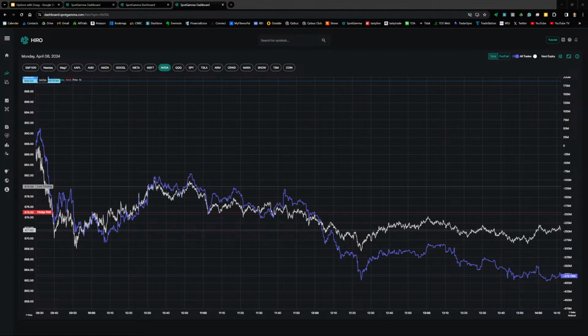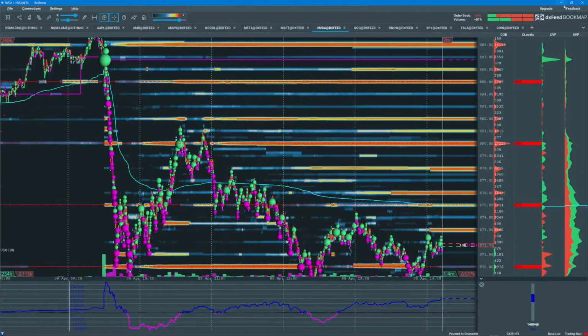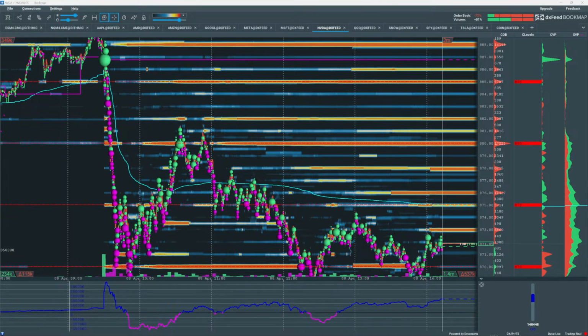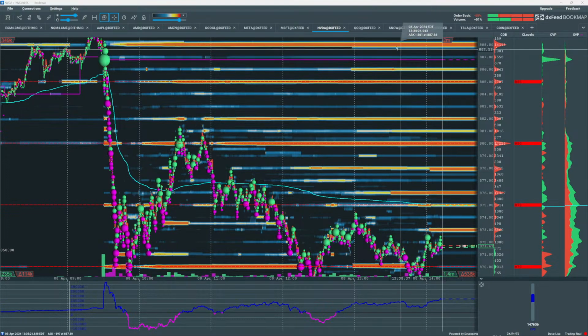All right, so in the case of a divergence like this, I might be looking for a short in NVIDIA. So let's go take a look. Let's go back to Bookmap now. So here's the short in the morning. Quick move lower as options traders were taking negative delta positions. Good for about 15 points or so in NVIDIA. All right, let's move on. Let's take a look at Tesla.